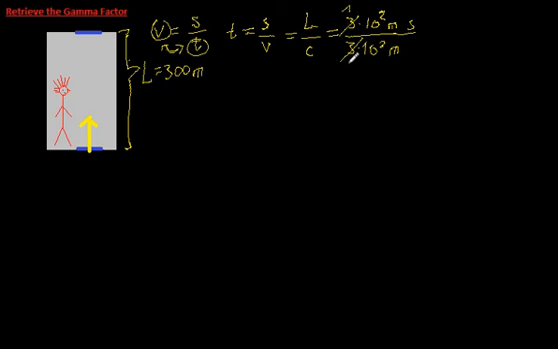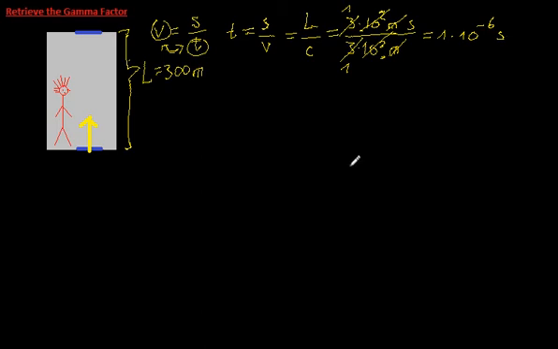This cancels out, this is a 6, this cancels also out, and we get that the time needed for the ray of light to travel from bottom to top is 1/1,000,000 of a second.